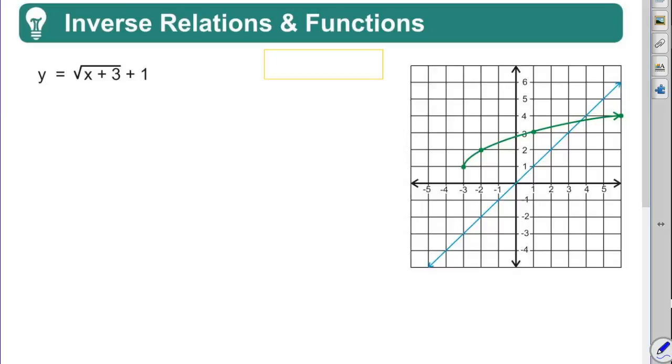All right, so we're going to do inverse relations and functions. So the inverse. Okay, so a couple things with the inverse. You notice we have a square root equation here. And so first thing I want to do is get a concept and an idea of what the graph of this looks like.